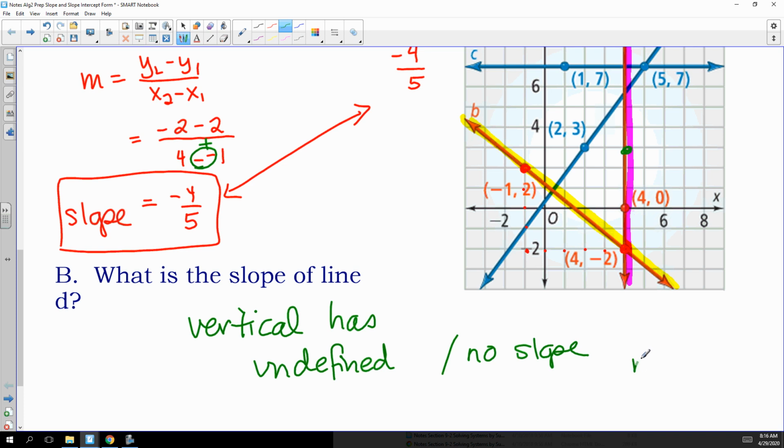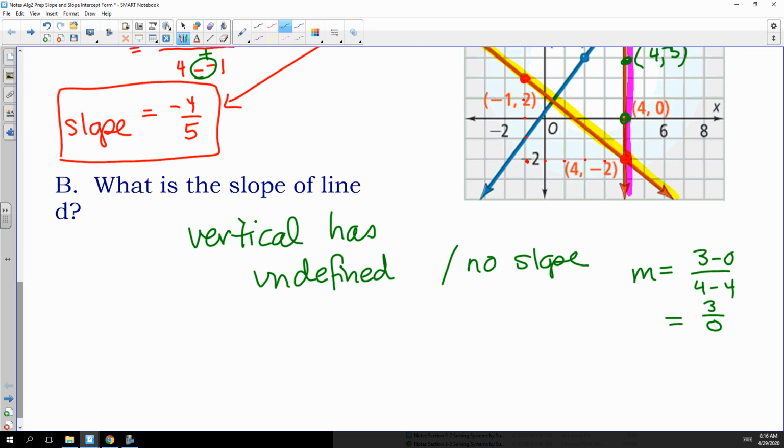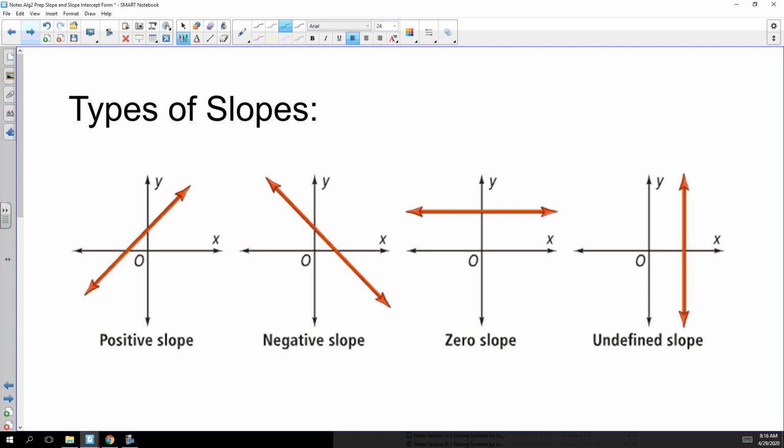If you actually set that up to solve, then you would say something like, if I'm going to use these two ordered pairs, and this ordered pair happens to be 4, 3, then I might say 3 minus 0 over 4 minus 4, and 3 over 0. We can't divide by 0. There is no number that you can multiply 0 by that would equal 3, so that is definitely undefined, right? That's another way, if you'd like to see mathematically why that is. All right, let's move on.